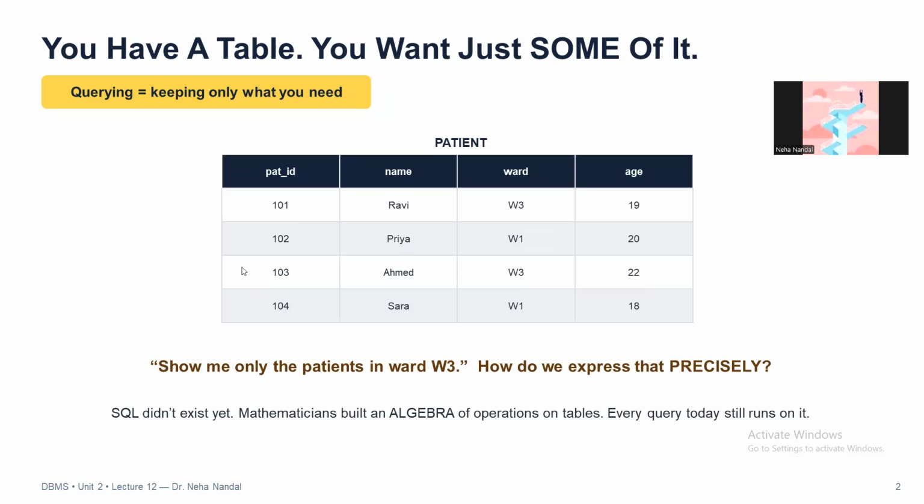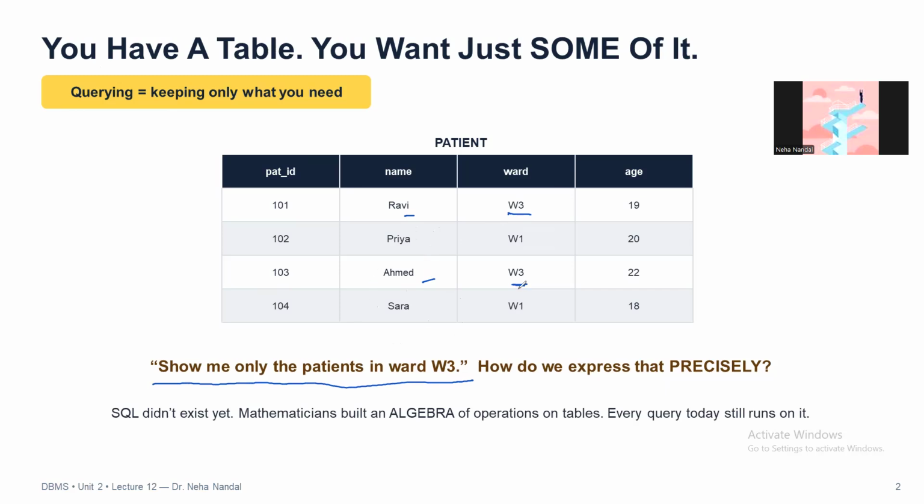Now we have this patient table and I want to retrieve some data. For example, show me only the patients in ward number 3. That is my question. So I want to retrieve this data from there. What will be your output manually? In ward number 3, only Ravi and Ahmed are there.